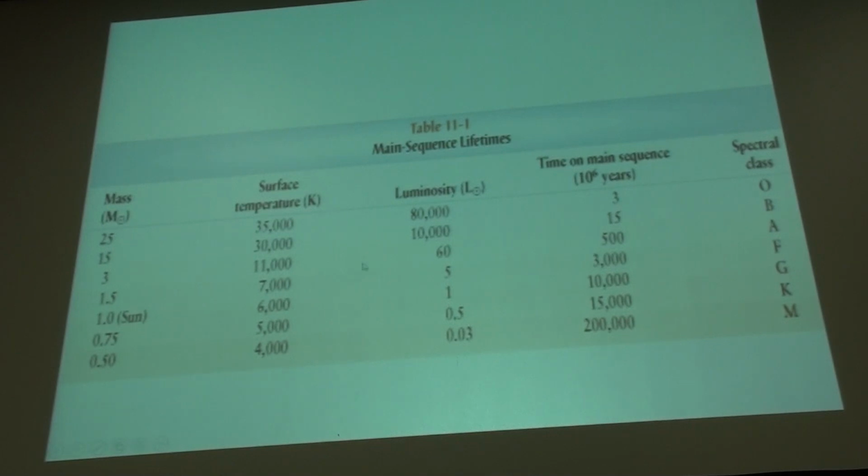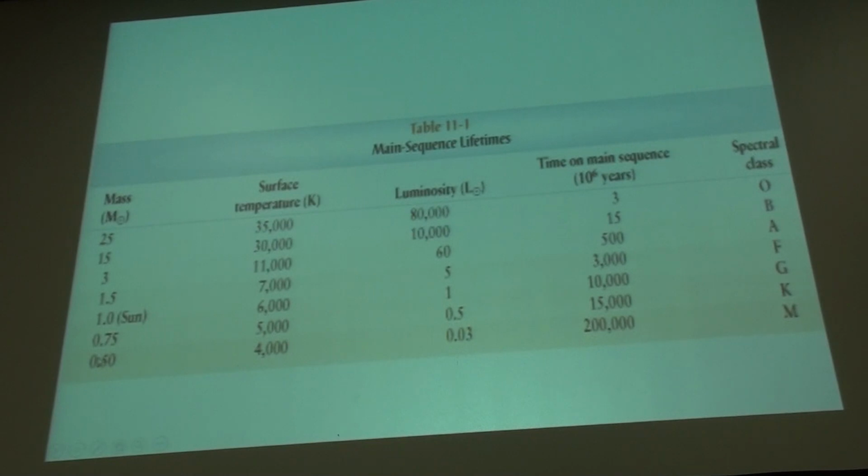And so for a star like our own sun, the surface temperature is much lower, only 6,000 Kelvin, and luminosity of 1. That's like its brightness, how much energy it's putting out per unit time. And so its time on the main sequence would be 10,000 million years, or 10 billion. This is the time that our sun spends on the main sequence. It's an intermediate mass star.